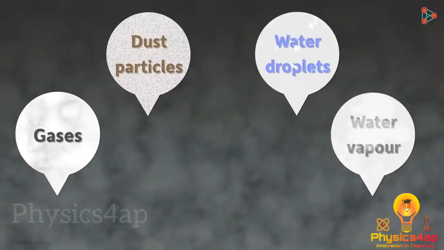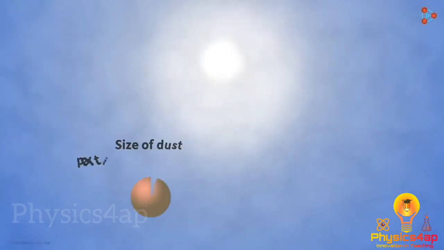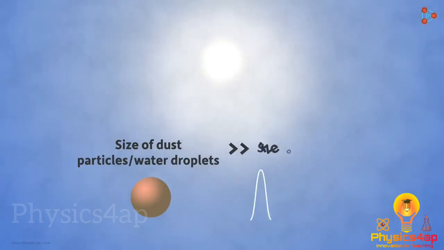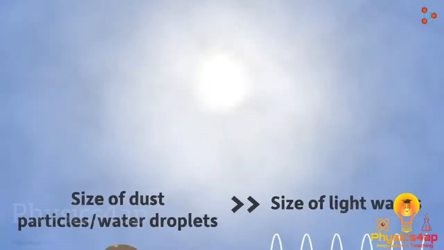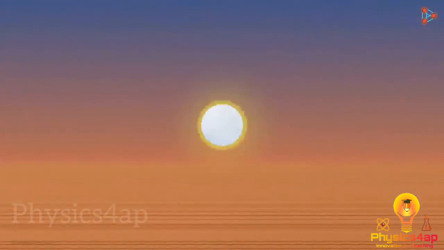Now, what happens to the dust particles and water droplets? Do they get scattered? Yes, they also get scattered. The size of the dust particles and the water droplets is greater when compared to the size of the light wave. So when white light, which is a combination of 7 colors, falls upon these dust particles, they emit all the colors as they have greater size. When all the colors combine, it appears to be white.